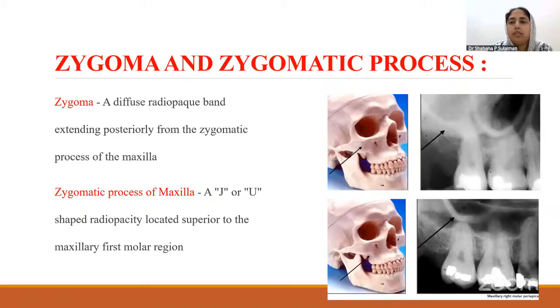So the zygoma is appreciated as a radiopaque shadow over the maxillary molar region, and the zygomatic process of the maxilla can be appreciated as a J-shaped or U-shaped radiopacity superior to the maxillary molar region.